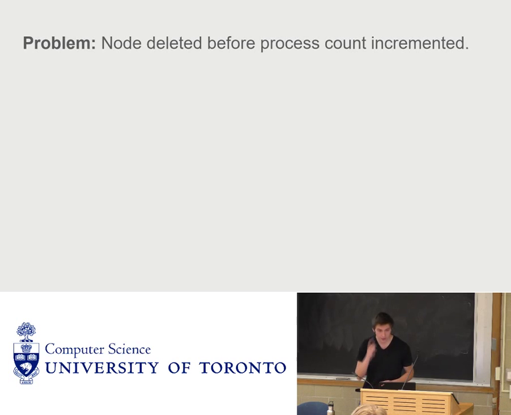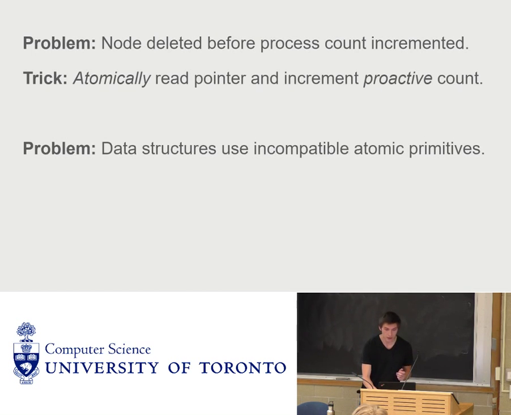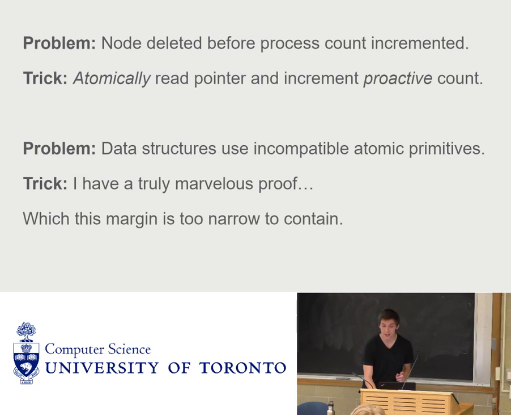So the problem was that the node is deleted before the process count was incremented, and the trick is to atomically read the pointer and increment the proactive count at the same time. The problem, though, is that most distributed data structures already use atomic primitives for managing those pointers, and they're kind of incompatible with this method. So the solution to that is so cool, but unfortunately I'm all out of time.